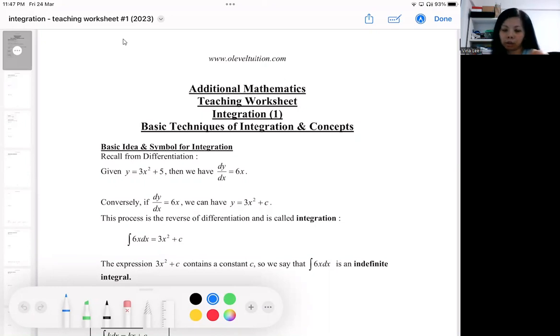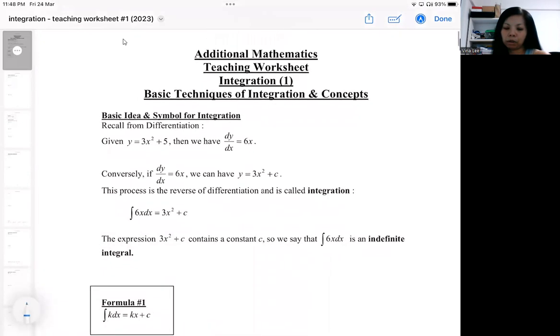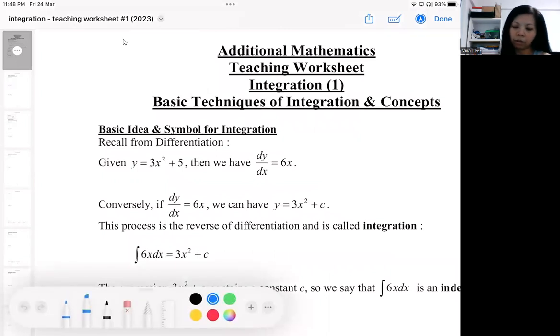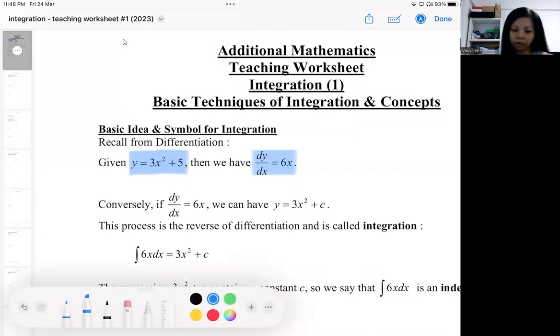Okay, so the first part is I'm going to introduce the symbol first and the basic idea. If you recall from your differentiation, if you are given this expression, and I ask you to get a dy dx, by now it will be a very simple process. You just do bring down power, minus power. Okay, so now we're going to reverse the idea.